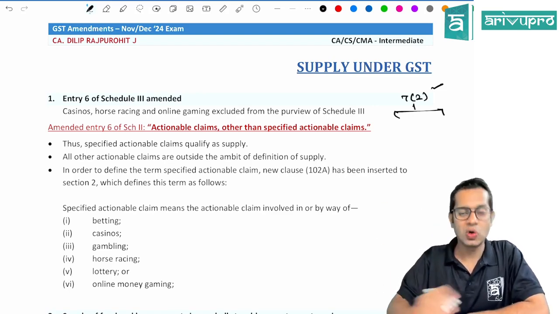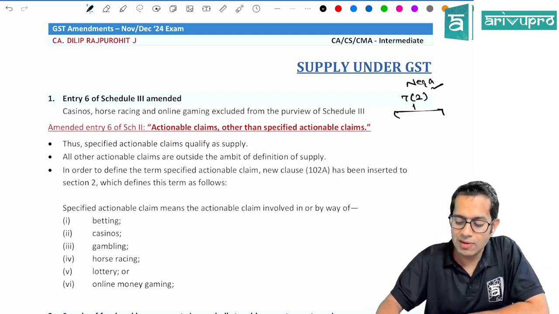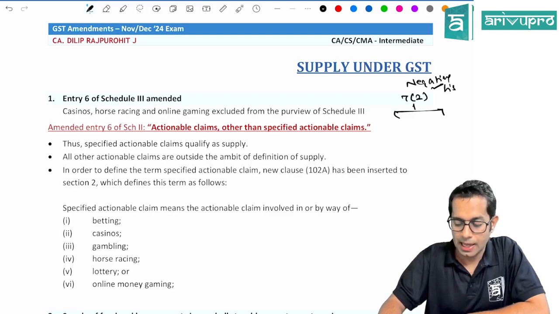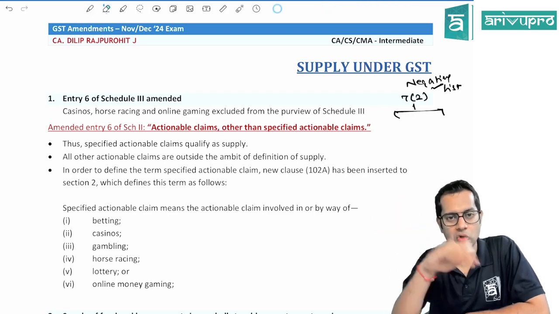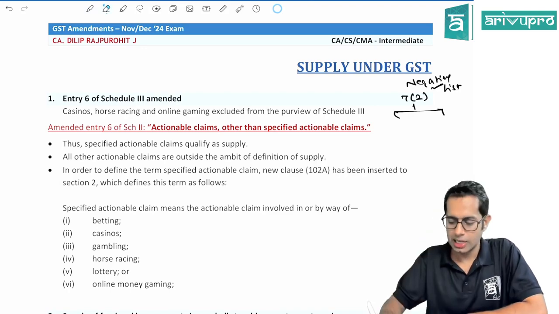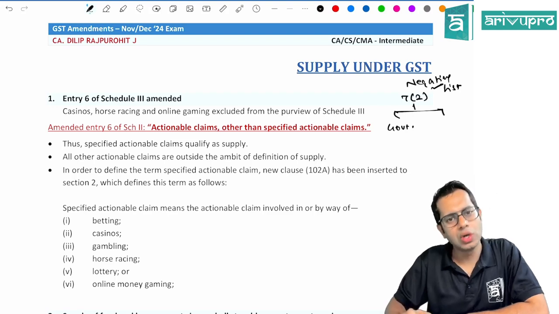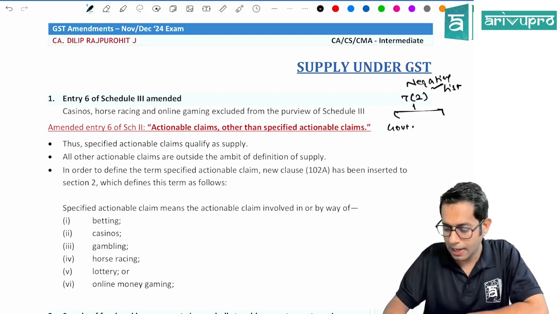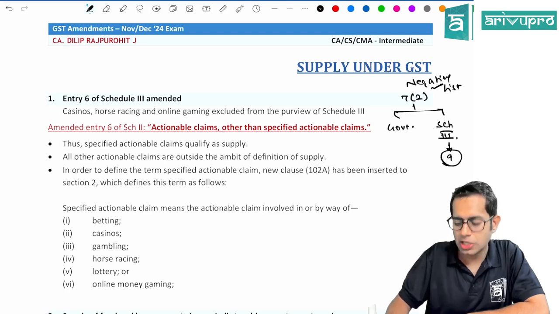Now we have a section called section 7 subsection 2. This talks about what, sir? It talks about negative list of supply or no supply. There are few activities which are neither treated as supply of goods nor treated as supply of services. So section 7 subsection 2 says two things. There are some activities notified by government. These activities notified by government will not be treated as supply, and there are few activities listed in schedule number 3. Totally there are 9 activities listed in schedule number 3.